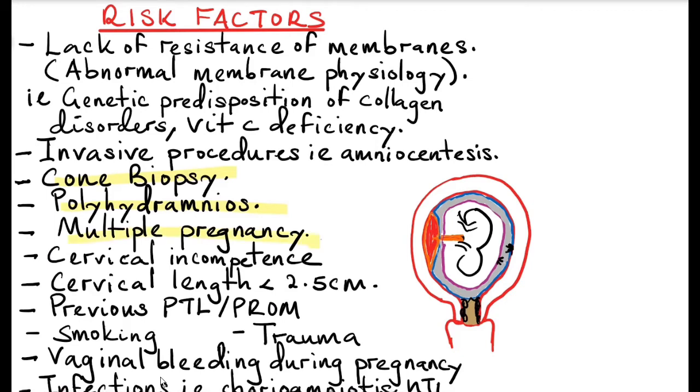In multiple pregnancy, you have, let's say, a twin pregnancy here. As the fetuses grow, there is increased pressure on the amnion, the inner sac here, the inner fetal membrane. So as the fetuses grow, the pressure increases, which can disrupt the integrity of the amniotic sac.